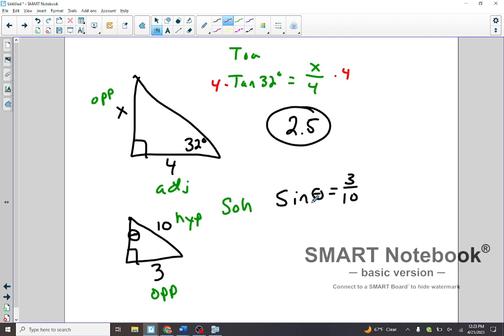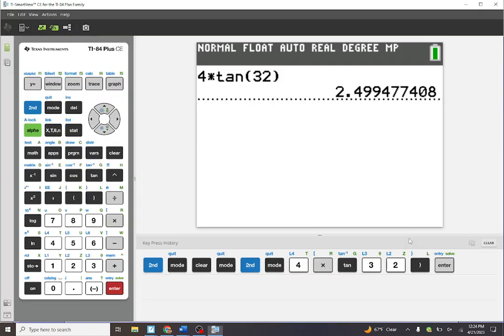I need to get the sine away from the theta, so what I'm going to do is sine negative 1 on both sides. Why is that? To get rid of it. They're inverse functions, like the opposite of squaring and square rooting. So then theta equals sine negative 1 of 3 over 10. Just make sure if your mode's in degrees, you're going to get out degrees, which makes sense because we're talking about an actual triangle.